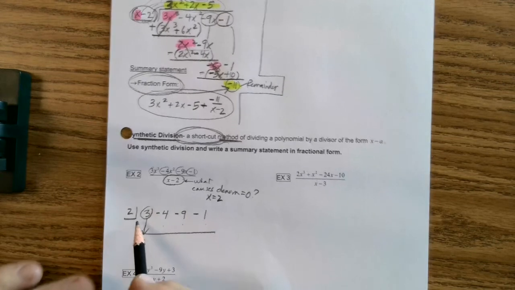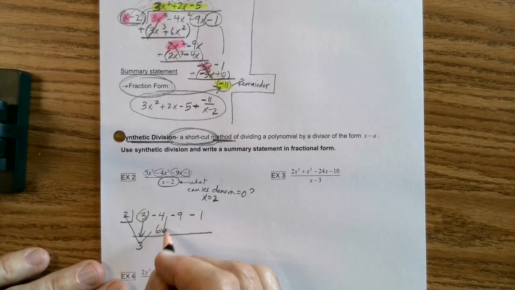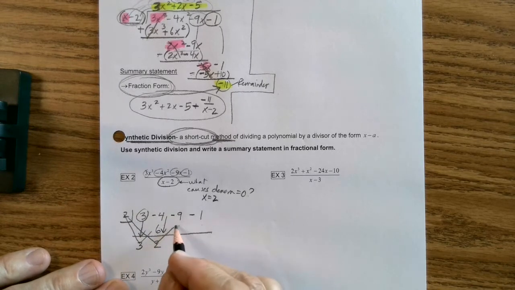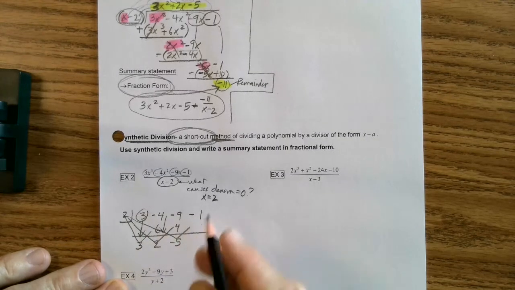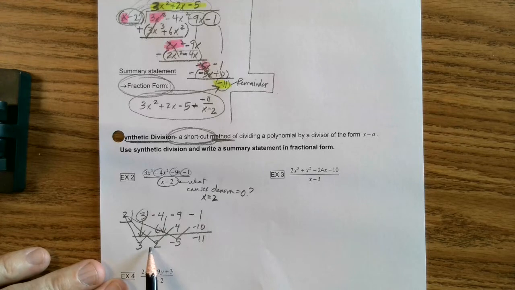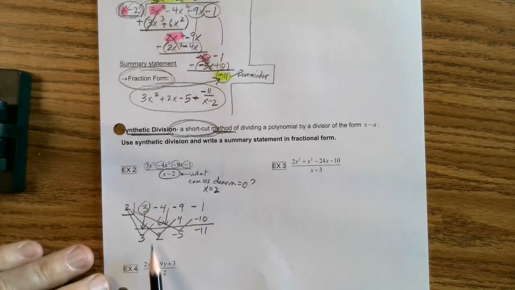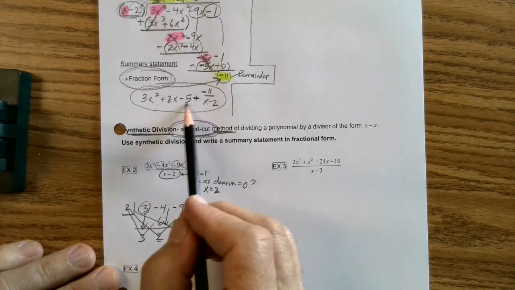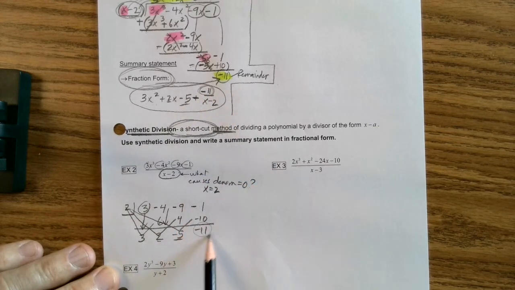Then you start multiplying. 3 times 2 is 6. You bring it up there and then you add, which would be 2. And we multiply here. 2 times 2 is 4. Put it there and you add. 2 times negative 5, put it there, is negative 10. Then you add. You notice something? Look at my answer up here was 3x squared, 2x, minus 5, remainder negative 11.